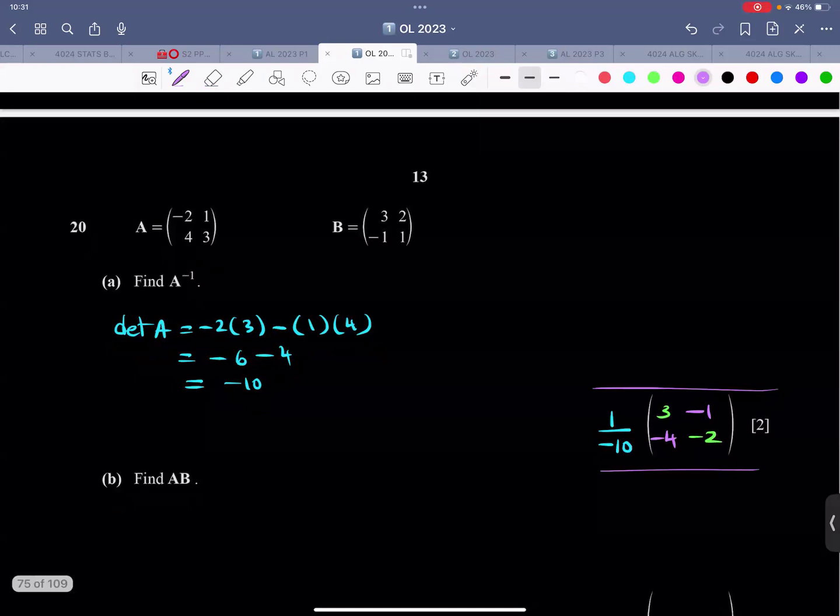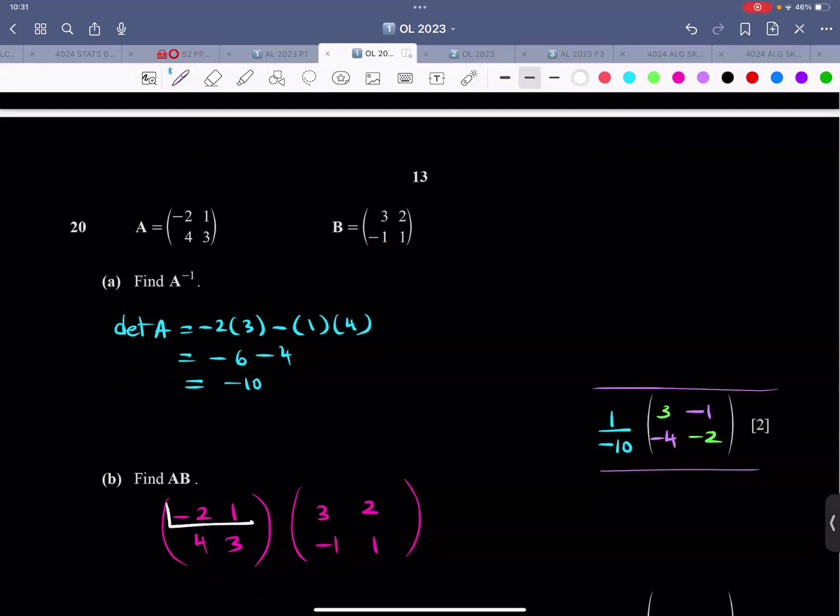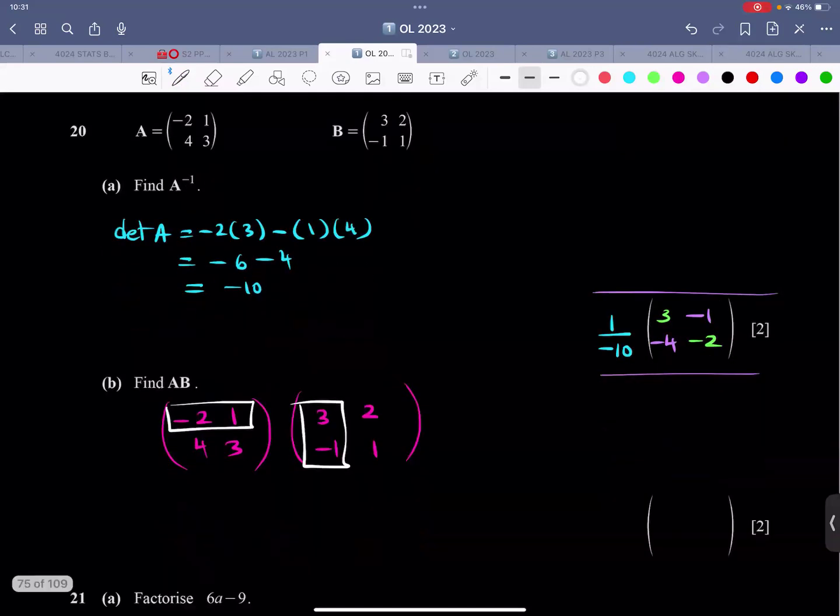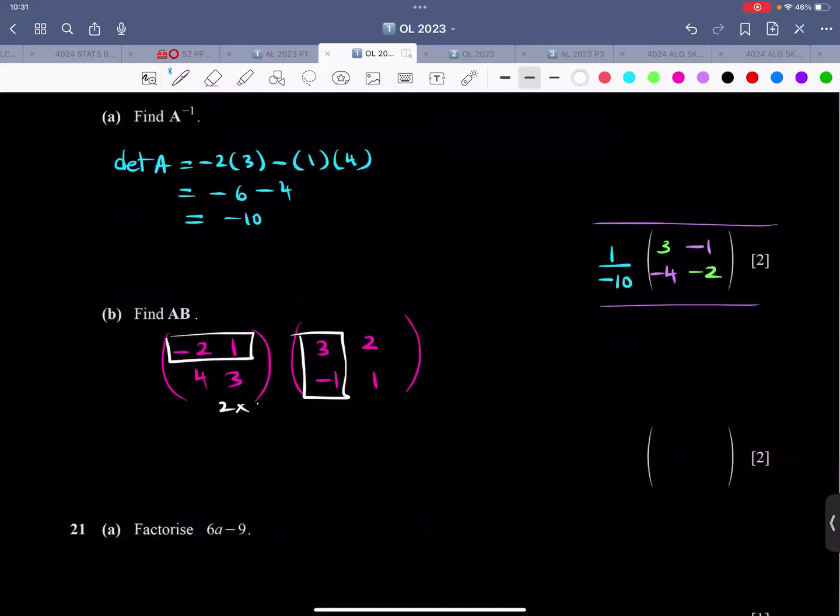Find AB, that is multiplication. So A is negative 2, 1, 4, 3. Multiplying with 3, 2, negative 1, 1. Take the row from here, take the column from here. It's a 2 by 2 matrix. It's a 2 by 2 matrix. The resultant is a 2 by 2 matrix. So minus 2 into 3, minus 6, minus 1. This is negative 7. Now, let me change the column. So this into this. Minus 2 into 2, minus 4. Minus 4 plus 1, negative 3.